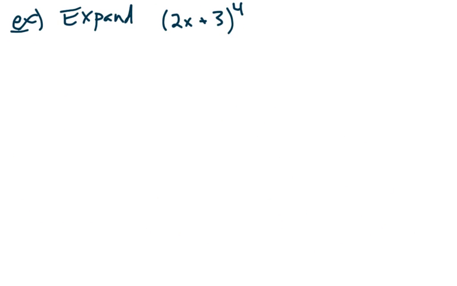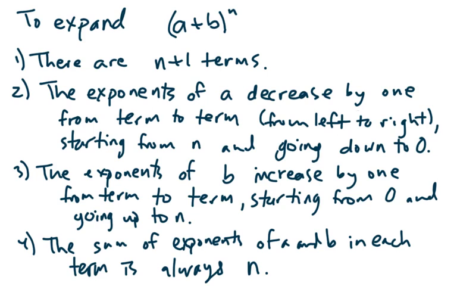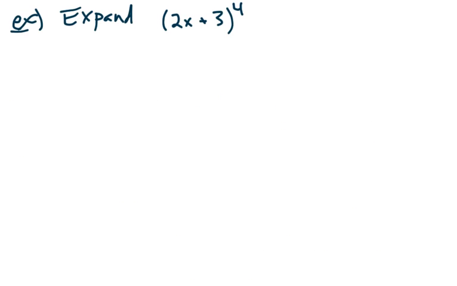So let's try an example where we actually have to expand a binomial more exciting than letter plus letter. Here we have two terms, 2x and 3. Expand (2x + 3) to the 4th power. Essentially, what we're saying here is that 2x is basically our a, and 3 is basically our b. We're going to take the observations that we made, and the triangle of coefficients, Pascal's triangle.